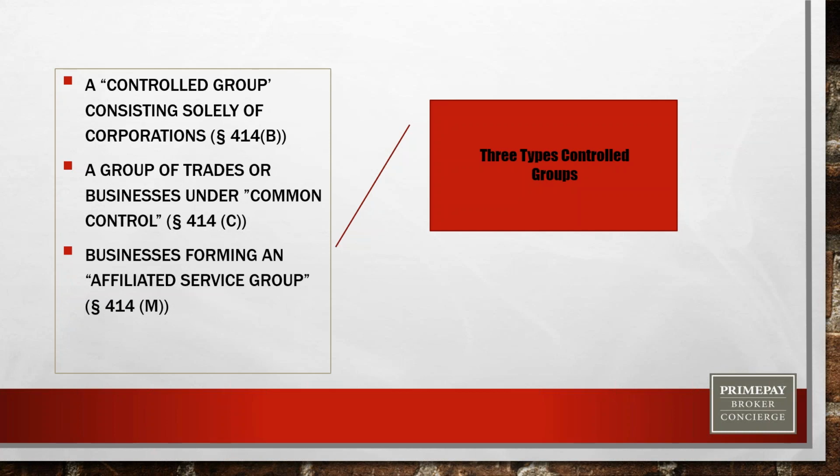The first one is a controlled group consisting solely of corporations. So you're thinking of your C Corps, your S Corps, your partnerships. There's also a group of trades or businesses that are under common control. So then you get into brother-sister and parent-child and the percentages and trying to figure those pieces out. And then there are also businesses forming an affiliated service group.